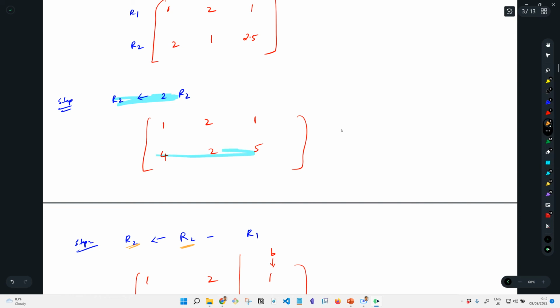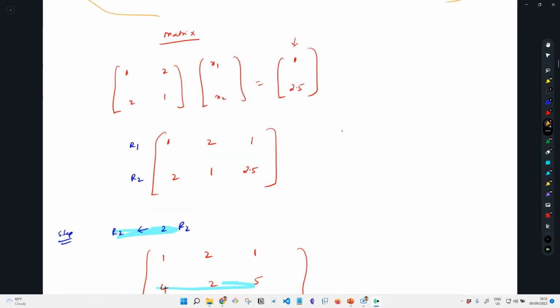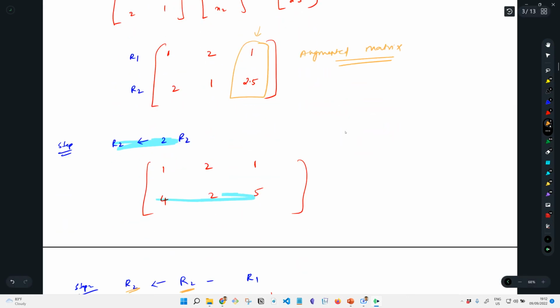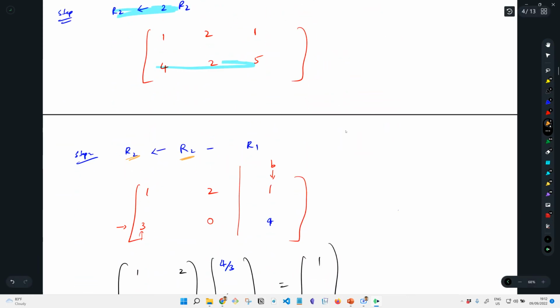One more thing. The technical term for this matrix that I have written: you took Ax equal to b, and you appended b to A. This is called an augmented matrix. When you refer to a textbook, they may call it an augmented matrix. So augmented matrix means A concatenated with the constant vector b. Now you will perform the operations on the rows of the augmented matrix.